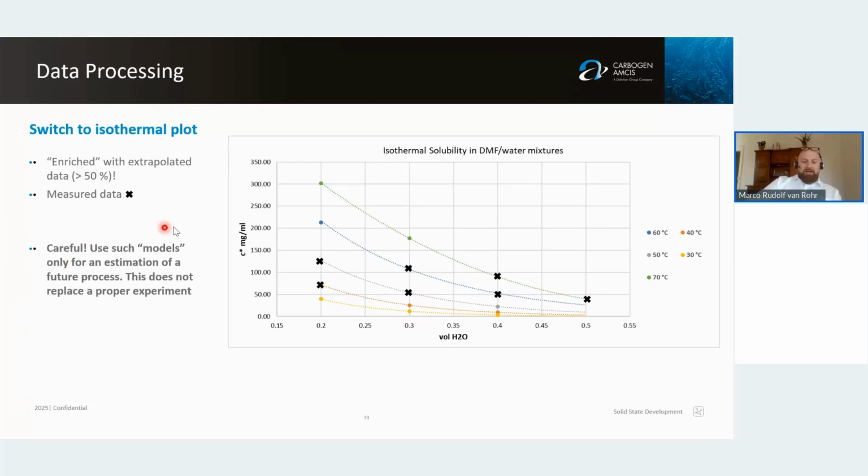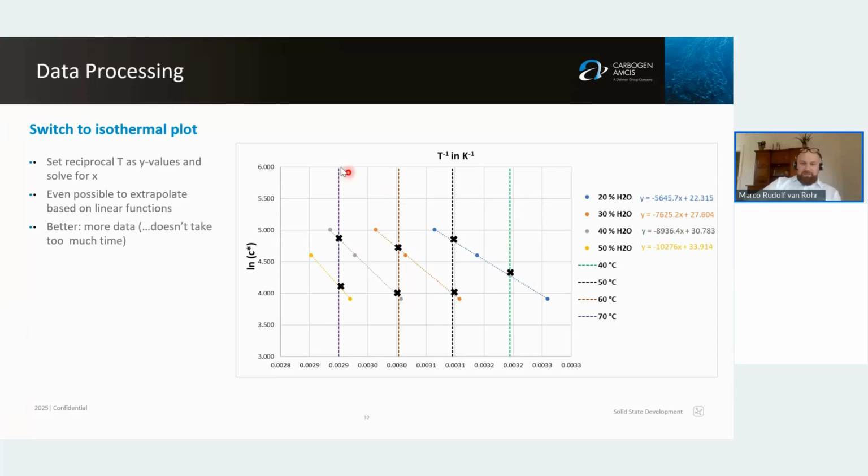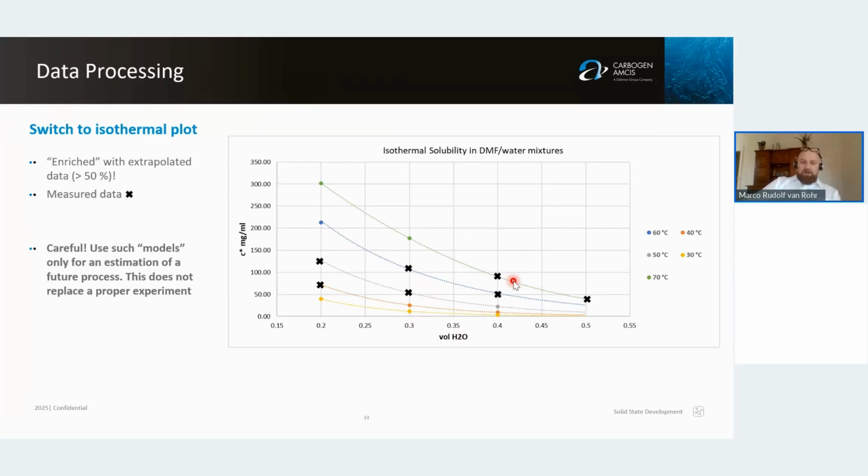If I go back now, I have my isotherms. This marks an isotherm, and I have two real points here, two here, two here, and one here. I plotted and marked the real data points, and I extended with the extrapolated data more than 50% in this case. I get this picture. So now I have isotherms. This is my isothermal solubility data.